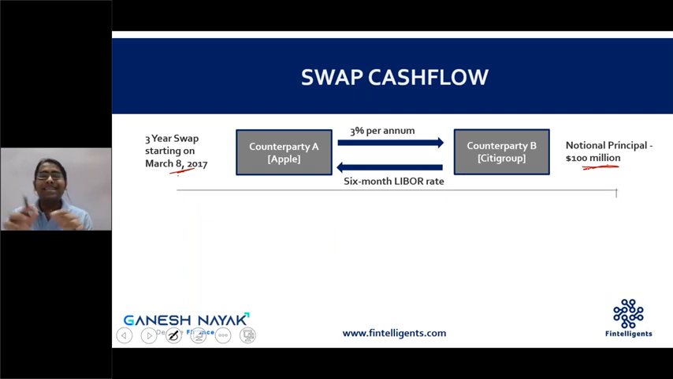Now we'll look at the timeline of the entire transaction. On the first date, when the contract agreement starts, suppose the LIBOR rate is 2.2%.